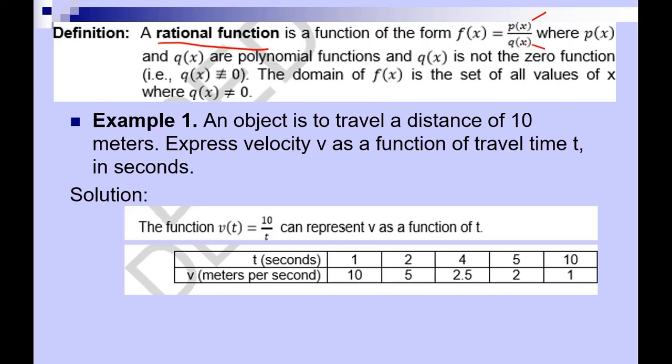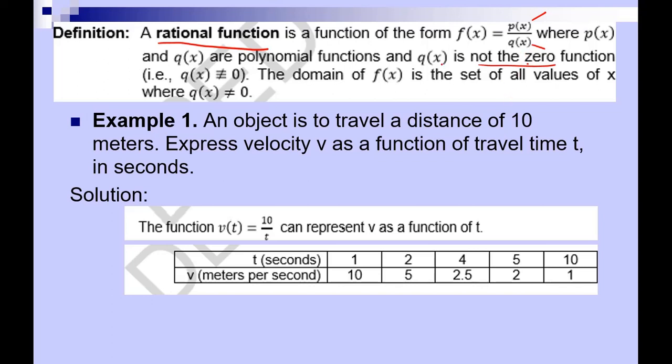If p of x is not a function and q of x is not a function, that is not a rational function, but that is a rational expression. Okay? So, where q of x is not a zero function. Because if our denominator becomes zero, that function will become undefined.